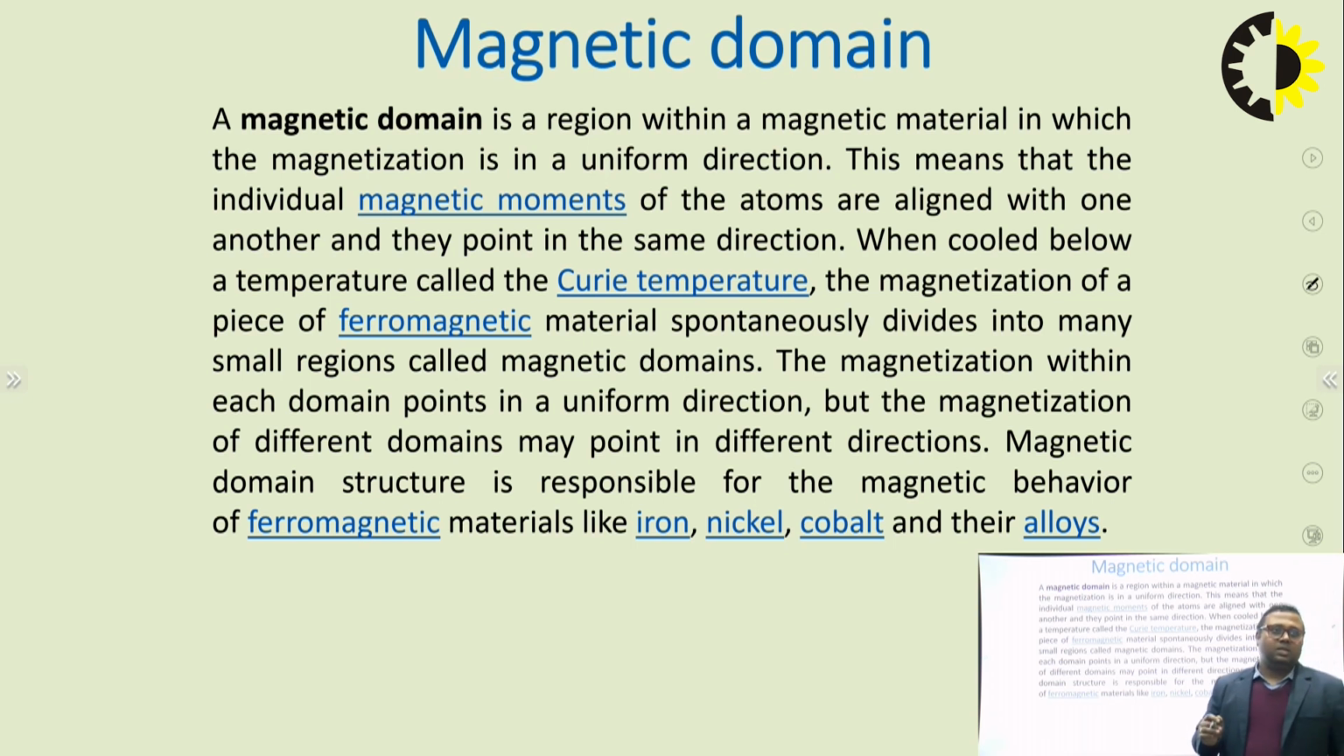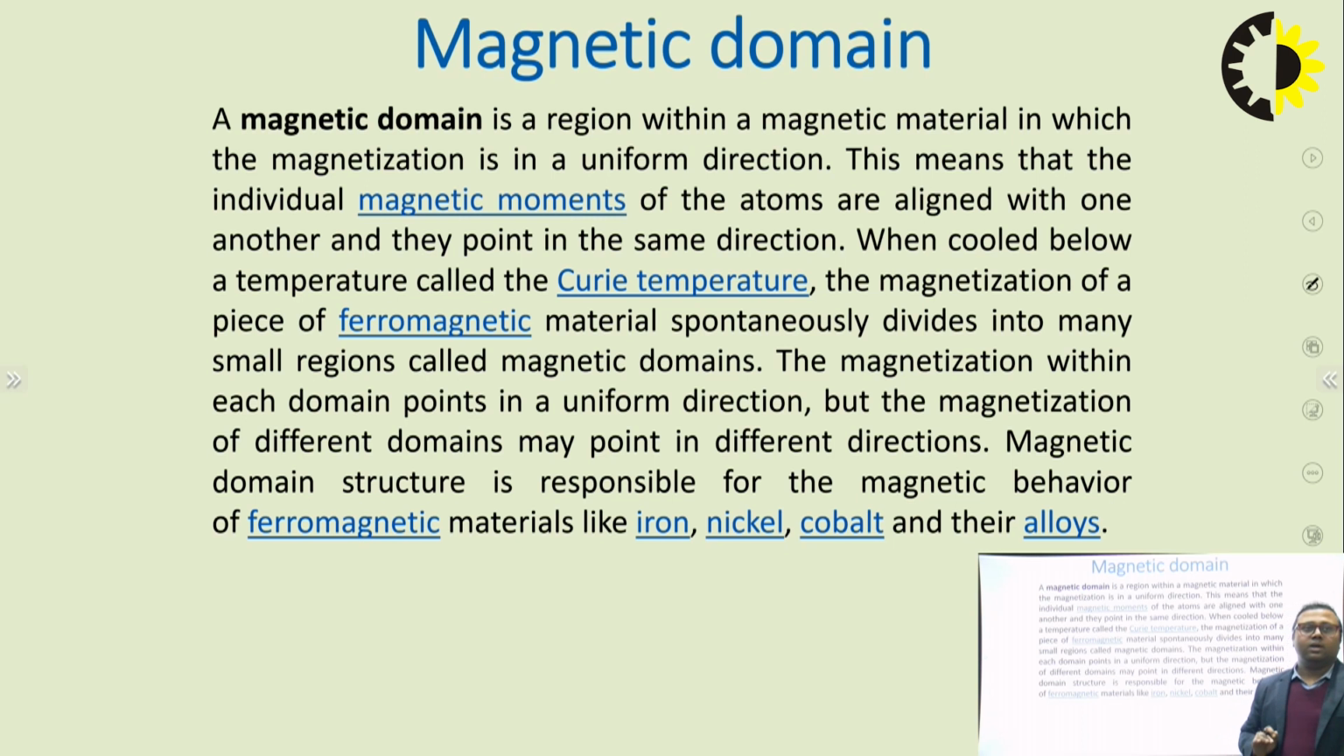Then coming to what a magnetic domain is. A magnetic domain is a region within a magnetic material in which the magnetization is in a uniform direction. This means that the individual magnetic moments of the atoms are aligned with one another and point in the same direction. When cooled below a temperature called the Curie temperature, the magnetization of a piece of ferromagnetic material spontaneously divides into many small regions called magnetic domains.